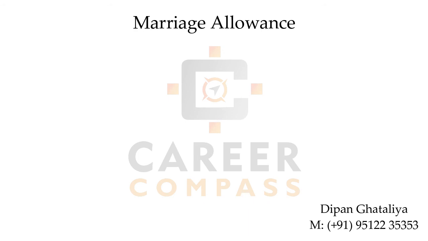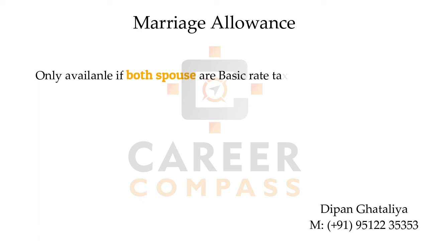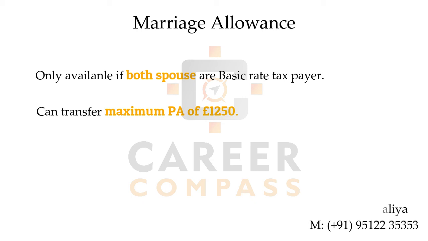So the marriage allowance says that the wife who has the excess personal allowance can transfer that excess personal allowance to the husband, right? This is the logic of the marriage allowance. But students, here the twist is that you can only claim marriage allowance if both spouses are basic rate taxpayers. And there is also a maximum limit: the wife can transfer a maximum personal allowance of 1250.